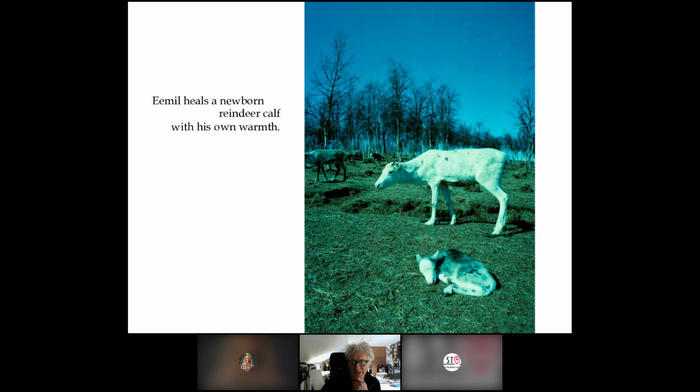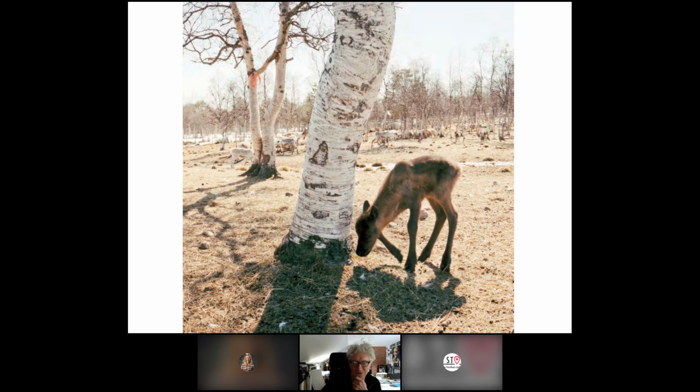And Emil thought that he was healing it with his own warmth. And here is the reindeer on its feet.